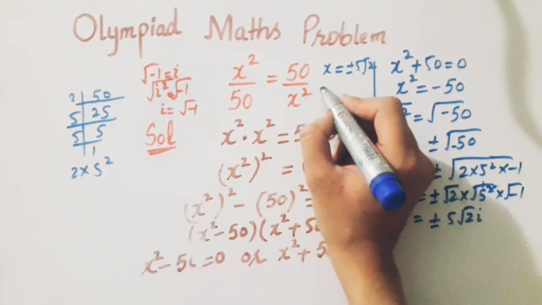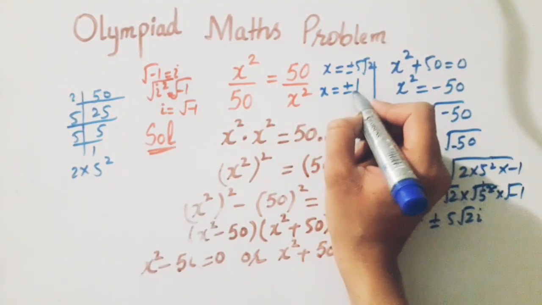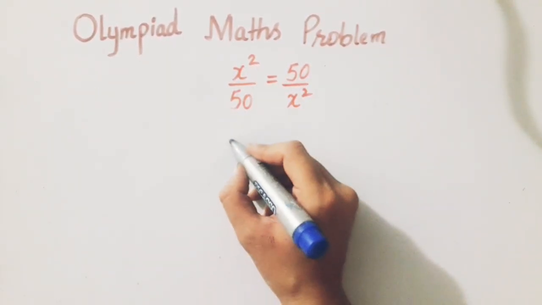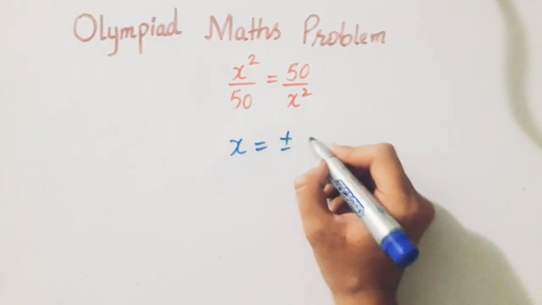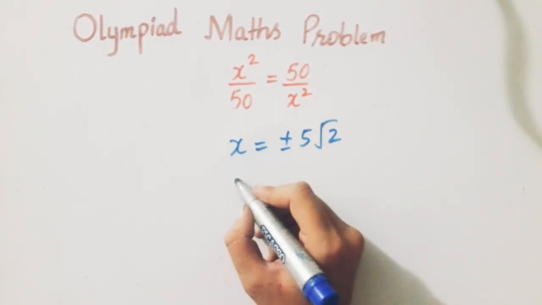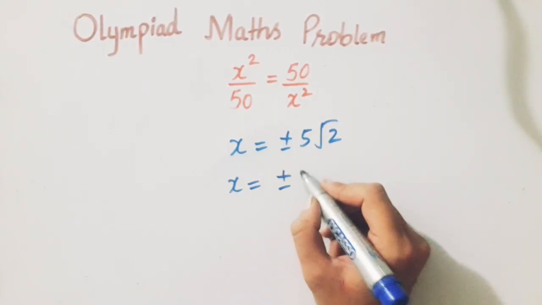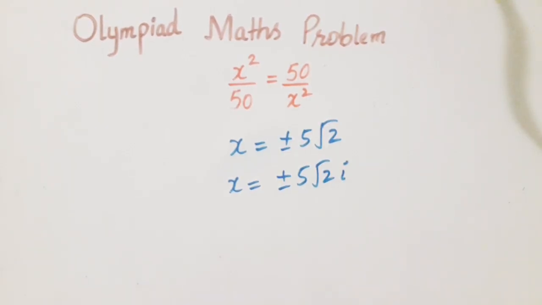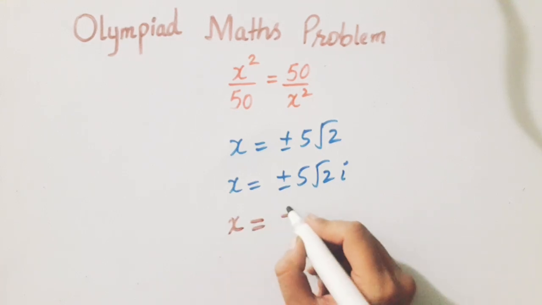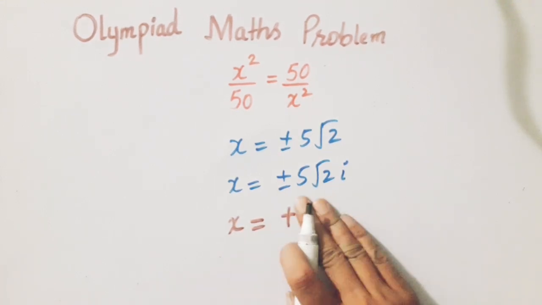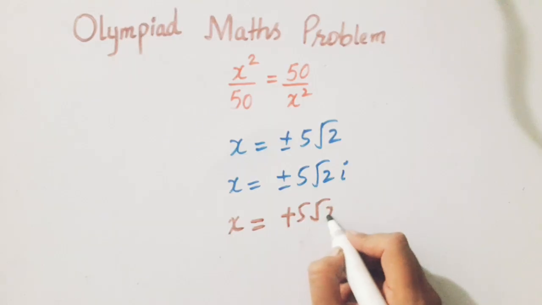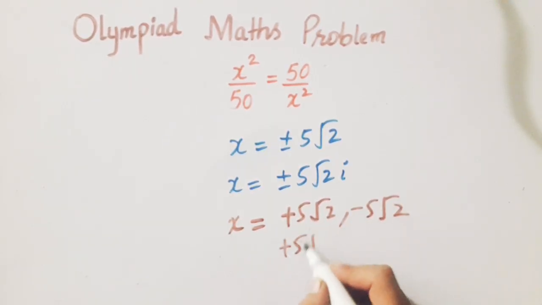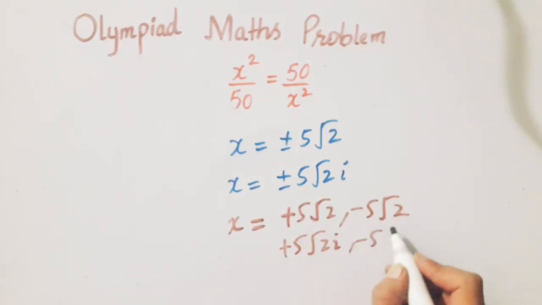Now we will write the final answer, that x equals plus minus 5 square root 2 and x equals plus minus 5 square root 2 iota. We can also write this in the four forms: x equal plus 5 square root 2, minus 5 square root 2, plus 5 square root 2 iota or minus 5 square root 2 iota.